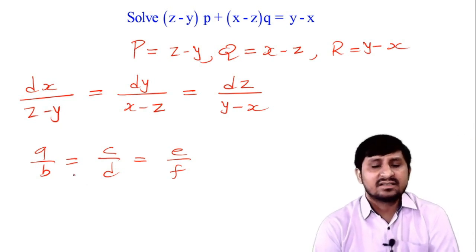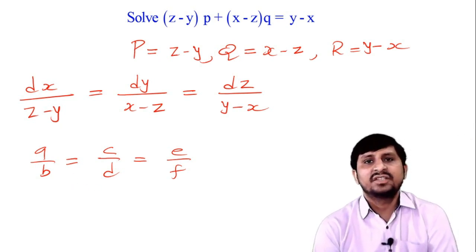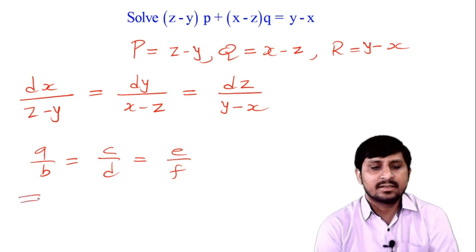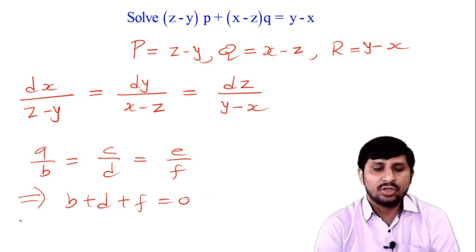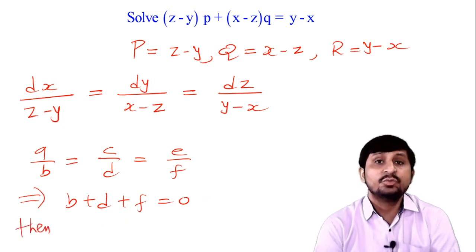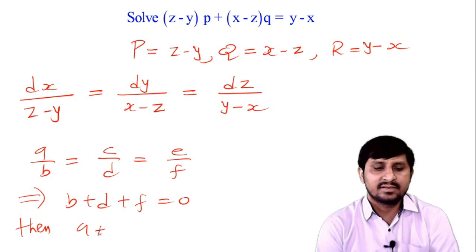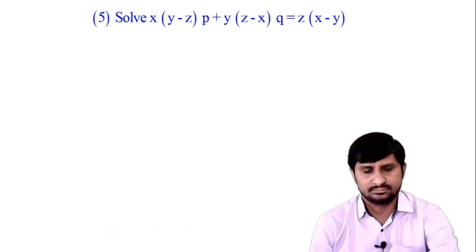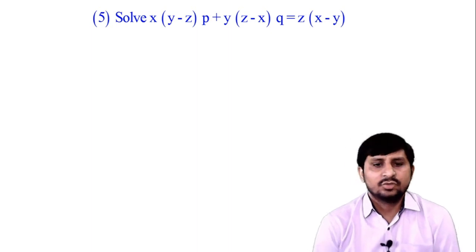And then suppose the addition of the denominators, that means suppose b plus d plus f is equal to 0, then always the addition of the numerators, that means a plus c plus e, is also 0. Okay, so let's solve this example.